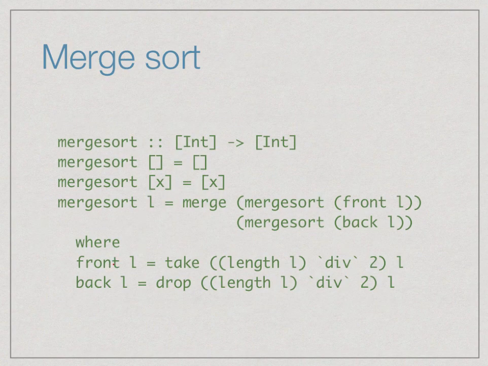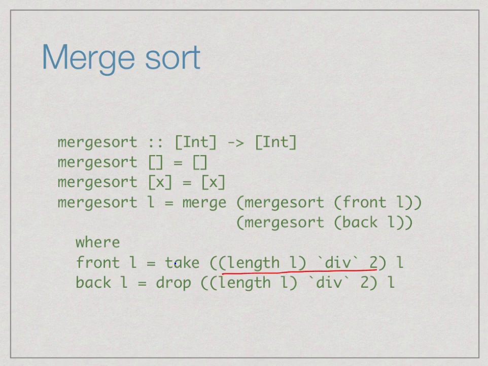Once we have written merge, then merge sort is immediate. So merge sort of the empty list is the empty list. Merge sort of the one element list is the one element list. And merge sort of any list with two or more elements consists of first recursively sorting the first half and the second half, which are defined in terms of taking half the elements.